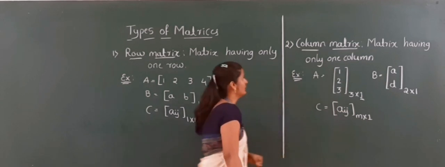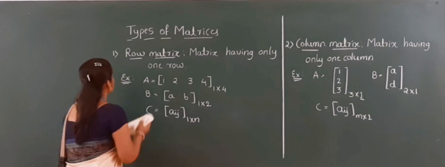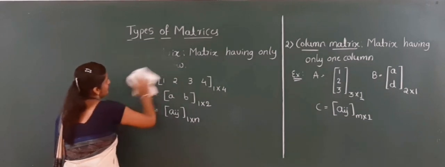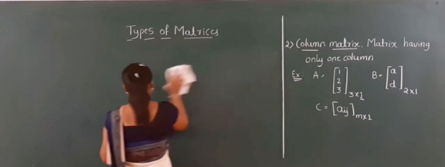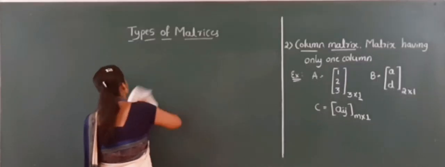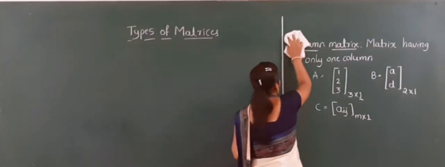Okay. So row matrix and column matrix are completed. Now I will move to the next type of matrix. So please note it down. In the exam they may ask you to define a row matrix or define a column matrix.